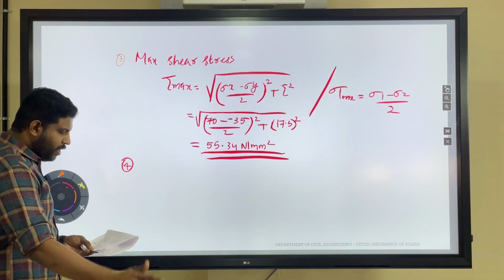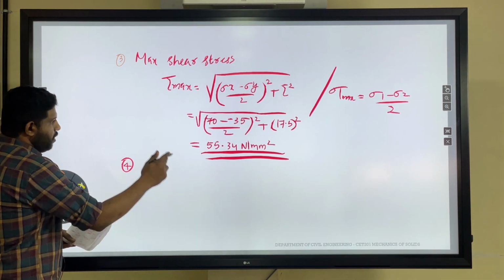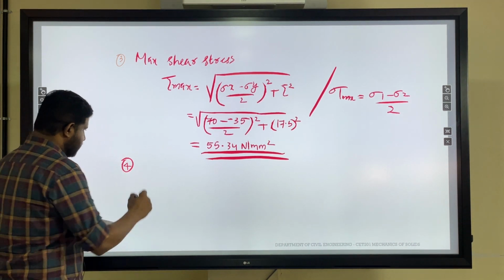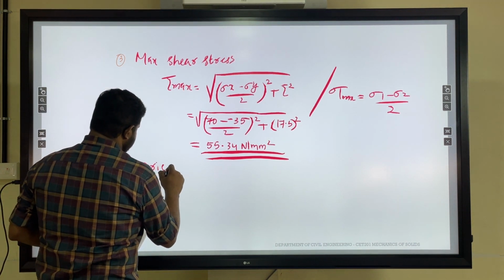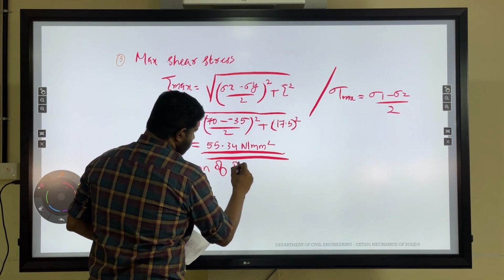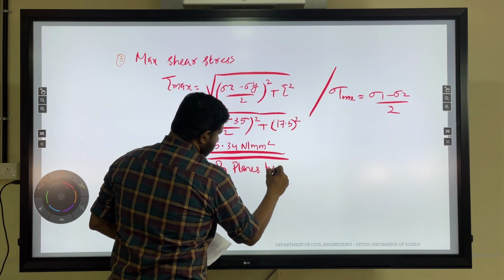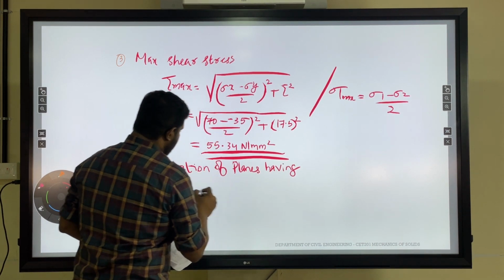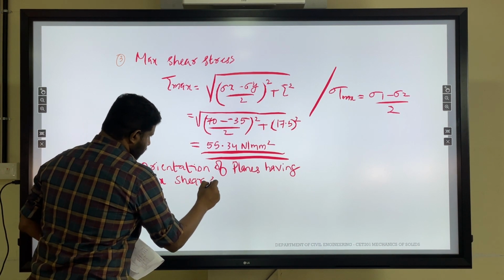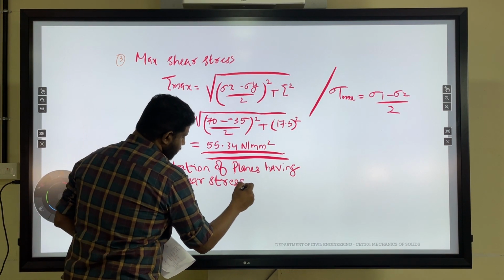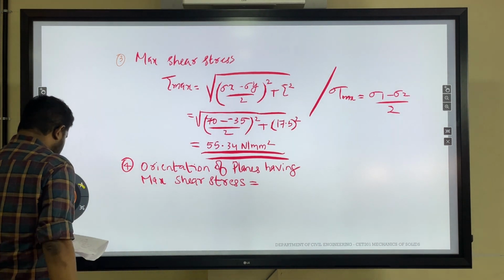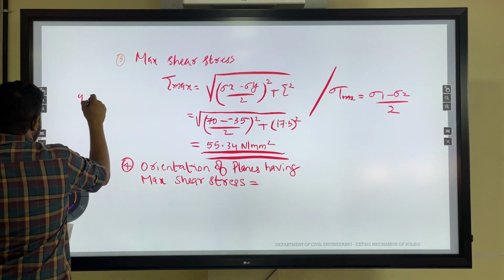The last part of the question is, we have to calculate the orientation of the plane having maximum shear stress. So we already have values for the principal planes' orientation, that is 9.21 and 99.21.